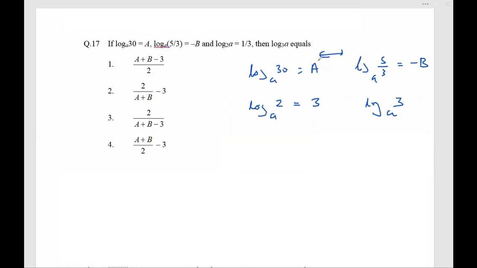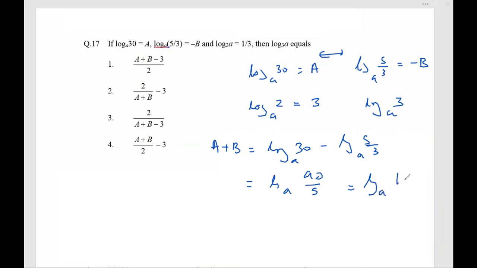That means I should have calculated A plus B. So for that I need to subtract. A plus B would be log of 30 base a minus log of 5 by 3 base a. That would be log of 90 by 3, 90 by 5, base a. That is log of 18 base a.